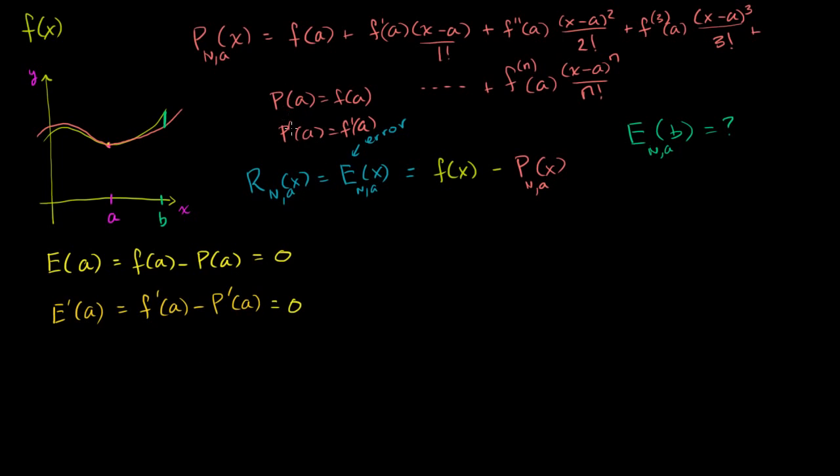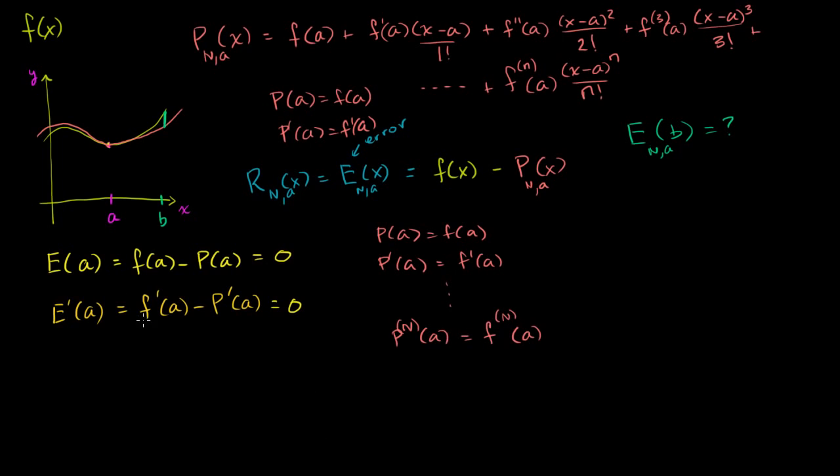And this general property right over here is true up to and including n. So let me write this down. We already know that p of a is equal to f of a. We already know that p prime of a is equal to f prime of a. This really comes straight out of the definition of the Taylor polynomials. And this is going to be true all the way until the nth derivative of our polynomial, evaluated at a, not everywhere, just evaluated at a, is going to be equal to the nth derivative of our function evaluated at a.